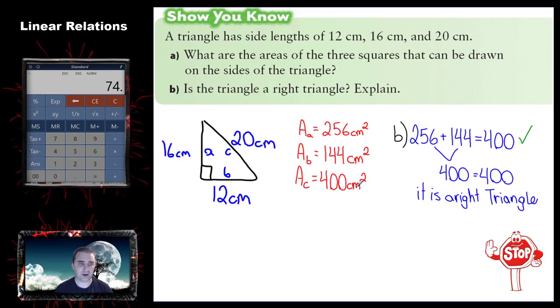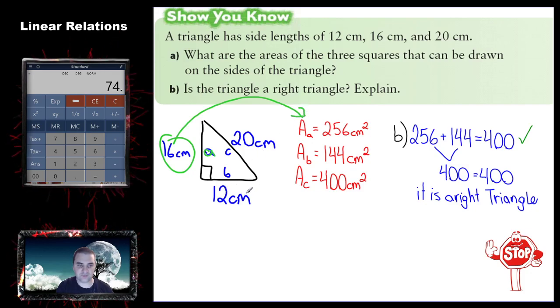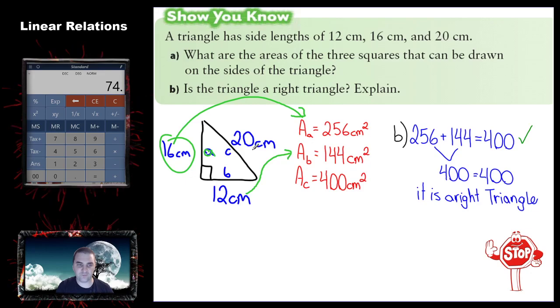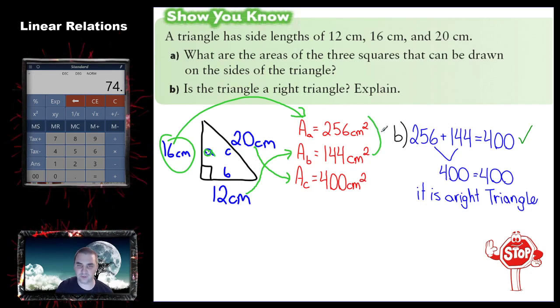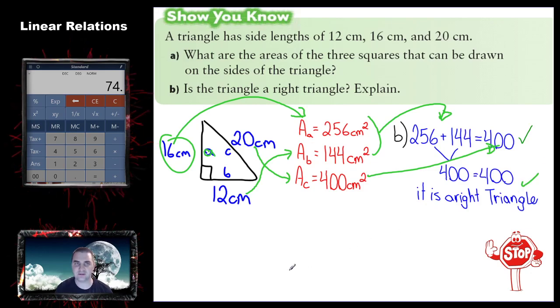Okay. Here's what I got. So my triangle, I have 16 and 12 as my legs. Hypotenuse is 20. The squares here, so the area of side A is 16 squared, which is 256. The area of side B is 12 squared, which gets me 144. And then side C is 20 squared, which gets me 400. Now, when I use the Pythagorean theorem, 256 plus 144, so these two should equal this one. And yes, they do. So correct. It is a right triangle.